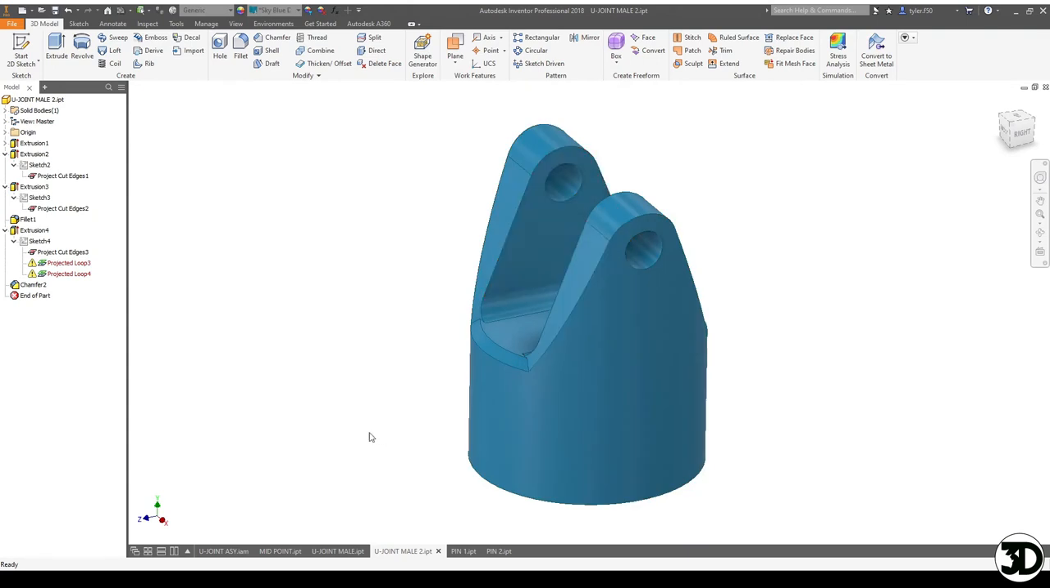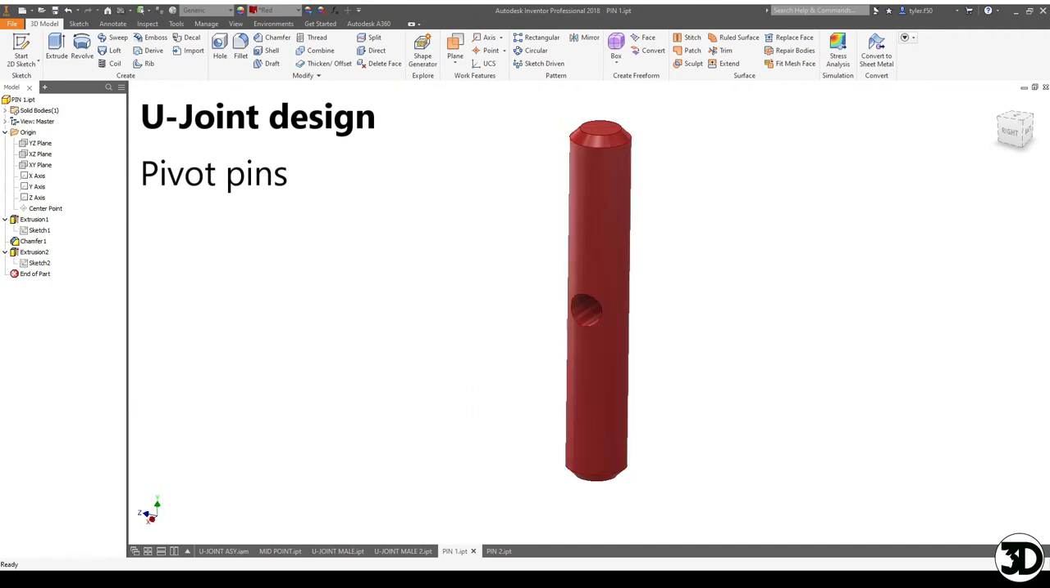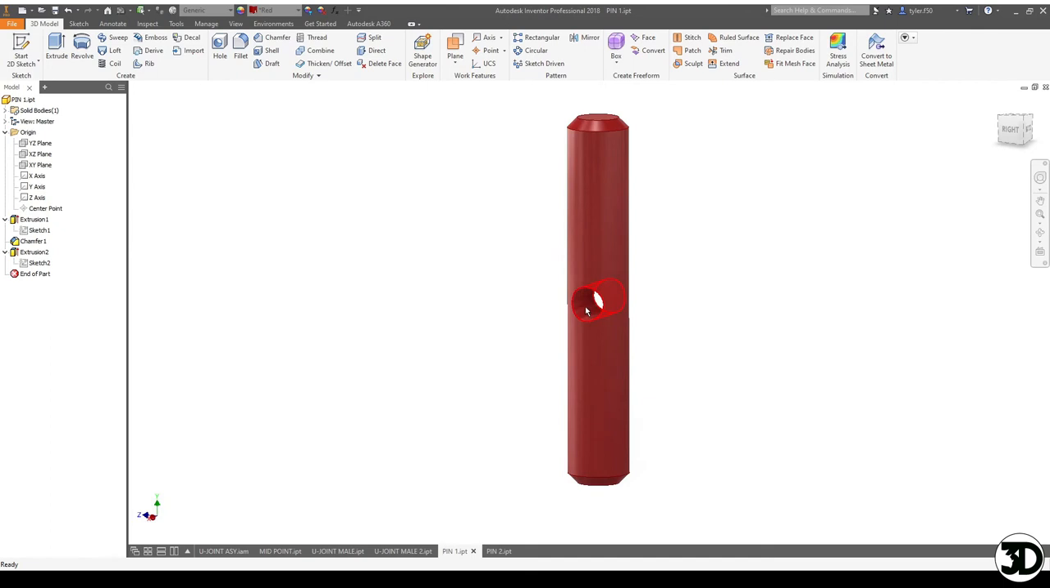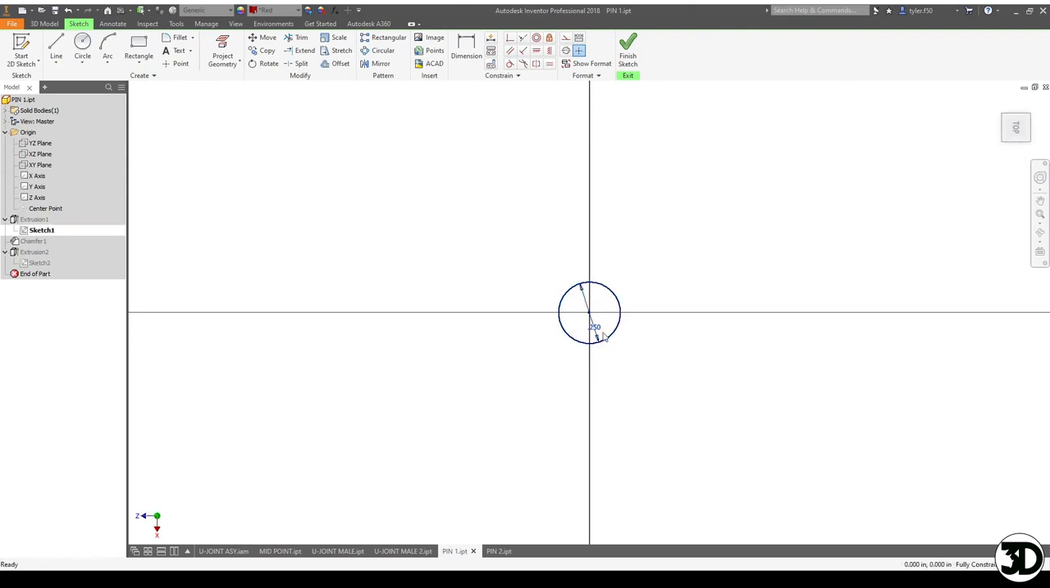So now let's take a look at the two pins and see how those are designed. Looking at pin one, you can see it's a little bit more unique than the other pin you'll see, and that's because it has a hole for the other one to fit into. So the way that I went about this is I essentially made a choice on what I wanted the bigger pin to be. So in this case, I made it 1/4 inch in diameter.